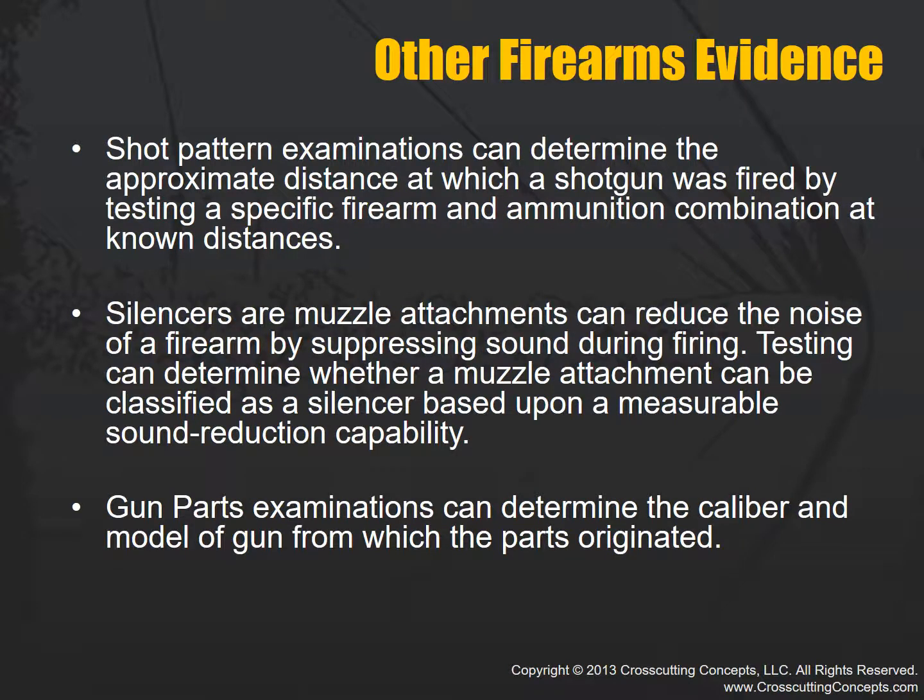Shot pattern examinations can determine the approximate distance at which a shotgun was fired by testing a specific firearm and ammunition combination at known distances. You can also learn more about silencers. Those are muzzle attachments that can reduce the noise of a firearm by suppressing sound during firing. Testing can determine if a muzzle attachment was there, and can also determine the measurable sound reduction capability. And a gun parts examination can determine the caliber and model of a gun from which the parts originated.